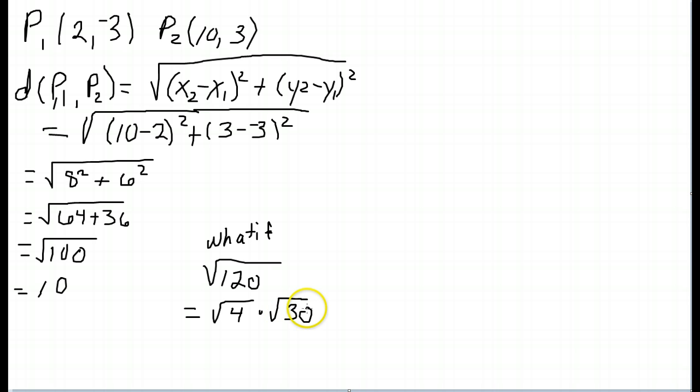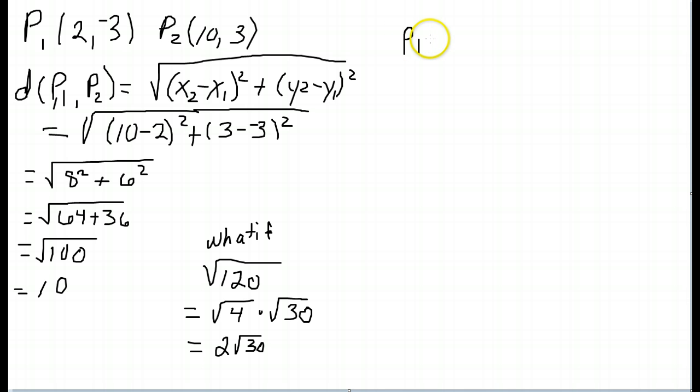Now 30 is just 6 times 5, which 6 is 2 times 3, both primes. 5 is a prime. So 30 we're not going to mess with, but the square root of 4 is 2, and then we write radical 30.